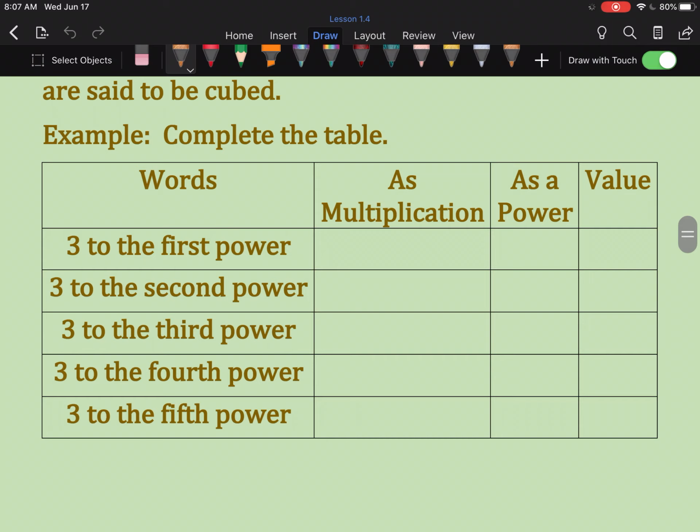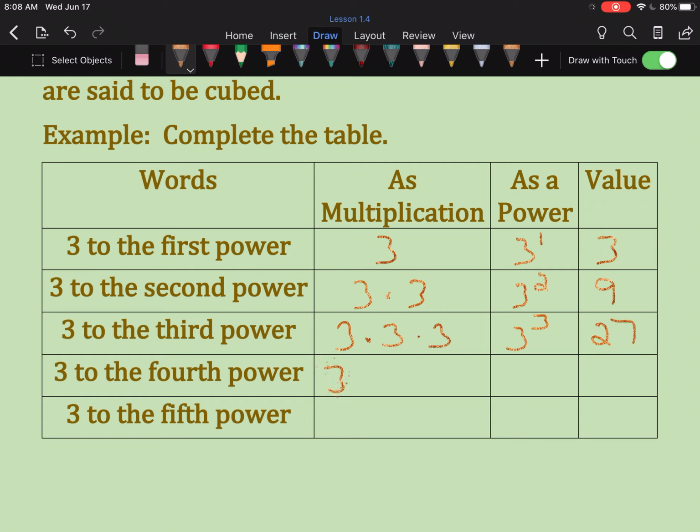So, filling in this table. 3 to the 1st power. Well, that's a single 3. That would be 3 to the 1st power, and that's 3. 3 to the 2nd power would mean 3 times 3. It looks like 3 with a superscript of 2. 3 times 3, of course, is 9. 3 to the 3rd power would mean there are 3 3's multiplied together. So that's a 3 with a superscript of 3, and that's 27.